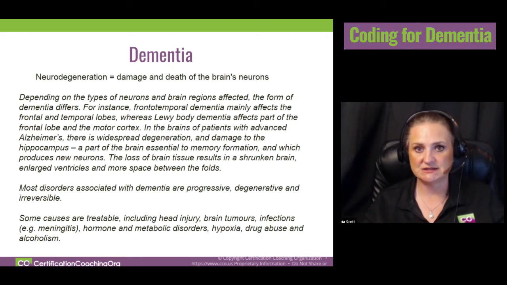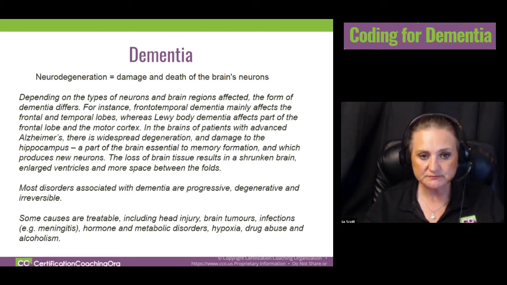Is it Lewy body? Is it Alzheimer's? Things like that. Knowing some of the tests that are run to do that is going to help you get to the highest specificity. Pretty much we're looking at blood levels, but also a visual image of the brain, and I believe I added one of those.